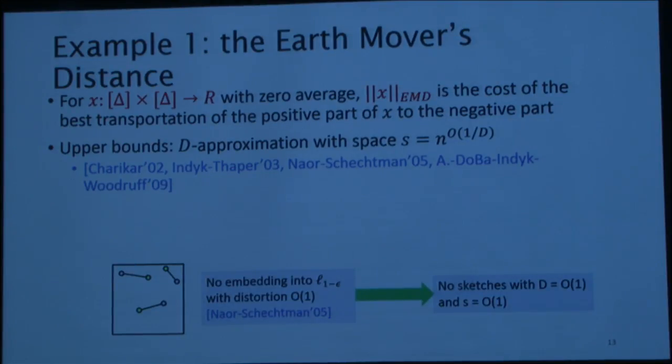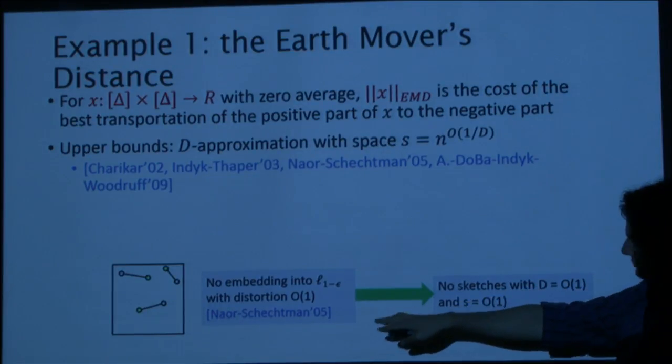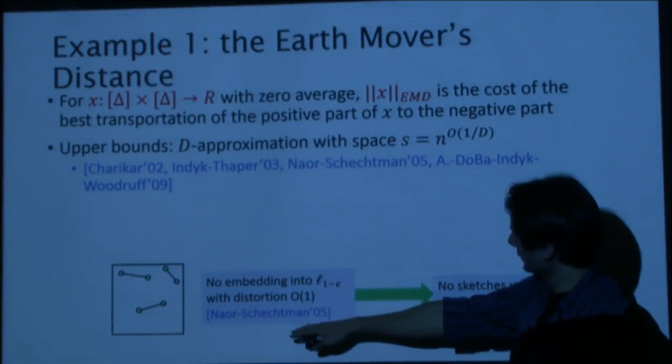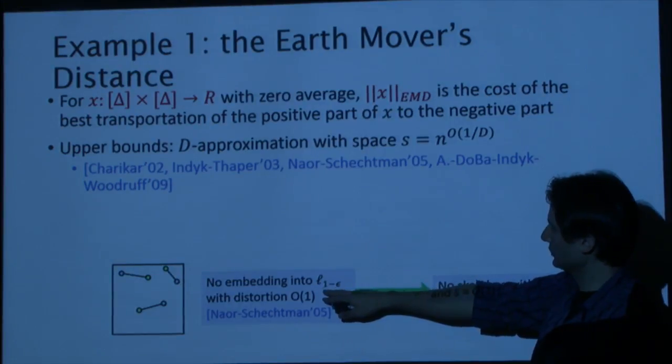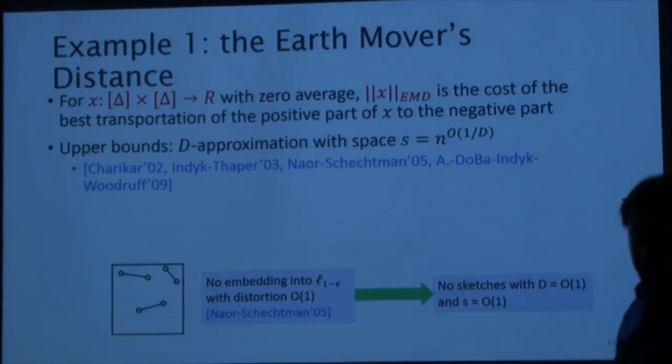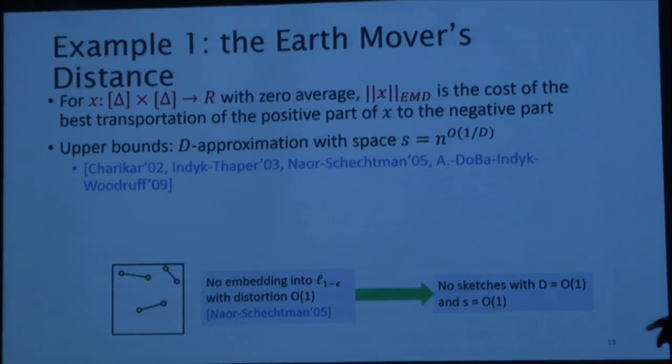Applying our theorem to a theorem proved by Naor and Schechtman back in 2005, that there is no embedding of EMD into L1 minus epsilon with constant distortion. So just applying our corollary immediately, this means that there are no sketches with constant approximation and constant size for Earth Mover distance. And just to say immediately, we don't have any quantitative bounds here. This is the best that we can say at the moment.